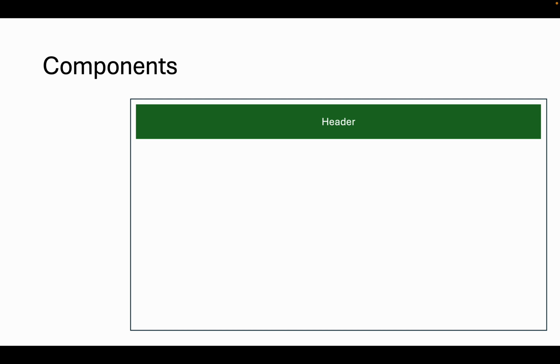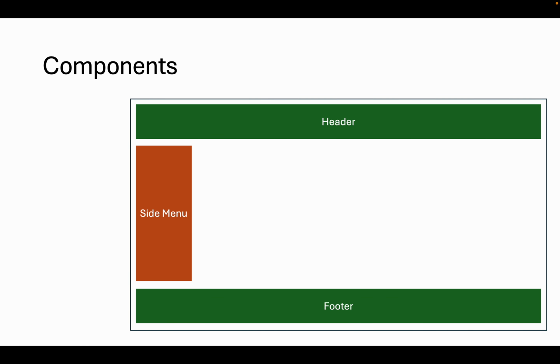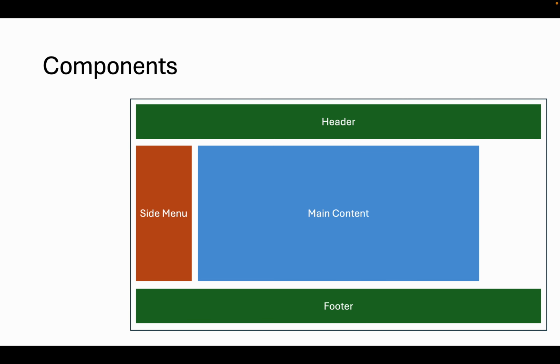For example, we have a website. There is one header in a traditional website, one sidebar, one footer, and one main content. All these things contain one component each. For example, the header is a component. The side menu is another component. The footer is another component. The main content is another component. In React.js, all these components join together to make a website.